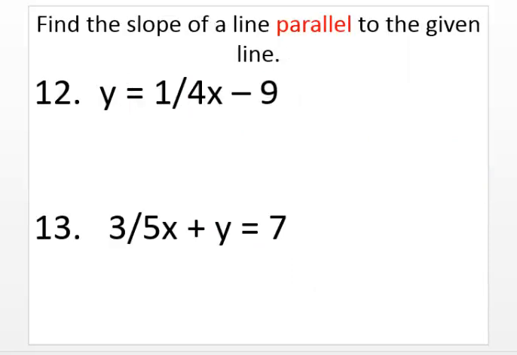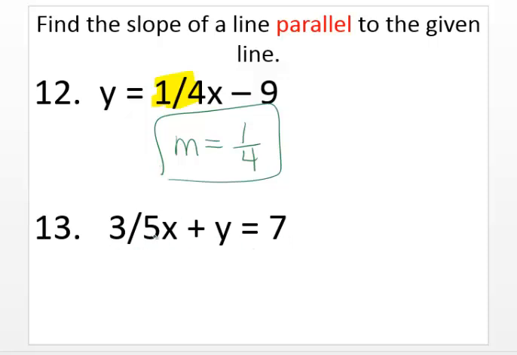These directions now say find the slope of a line parallel to the given line. The given line's slope is 1/4. So for me to find a line that's parallel to it, that's pretty simple because parallel lines have the same slope. So the slope of a line parallel would be 1/4.